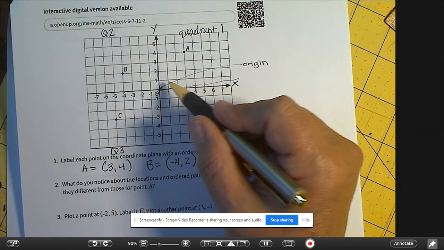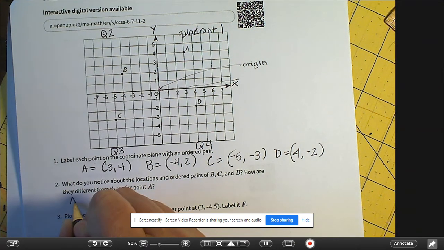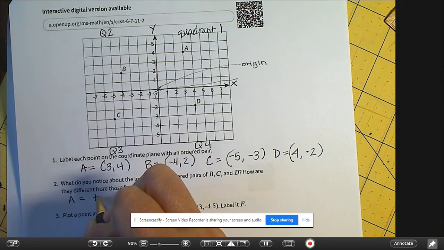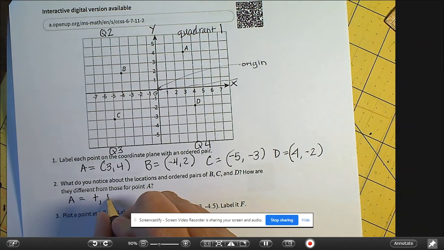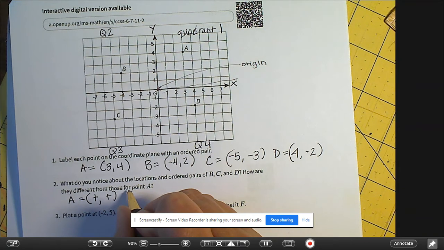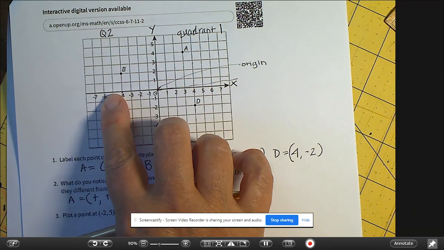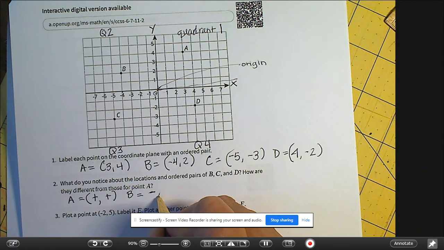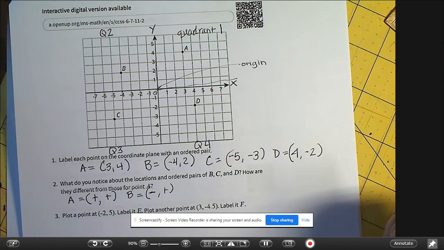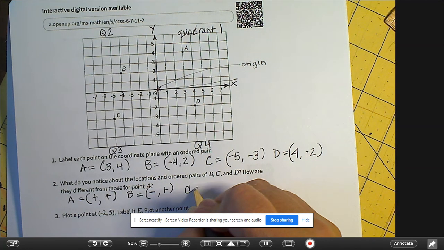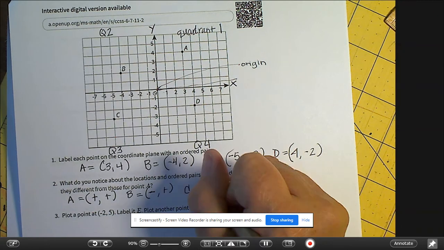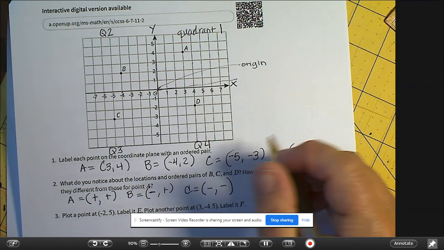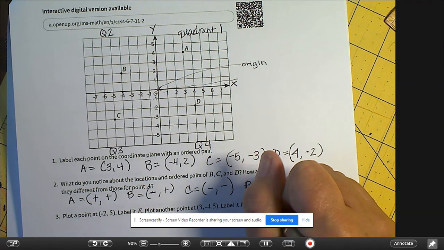All of the points in A, so I like to do it like this: X is positive and Y is positive. In B, you have X is negative, Y is positive because you're going up. C, you have negative, negative. And D is positive, negative.